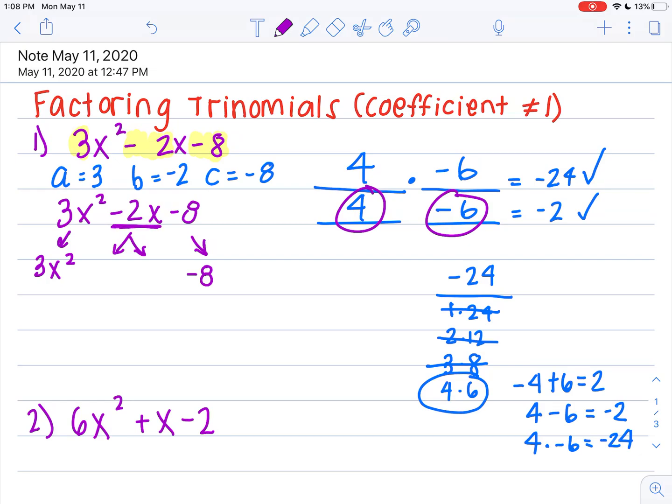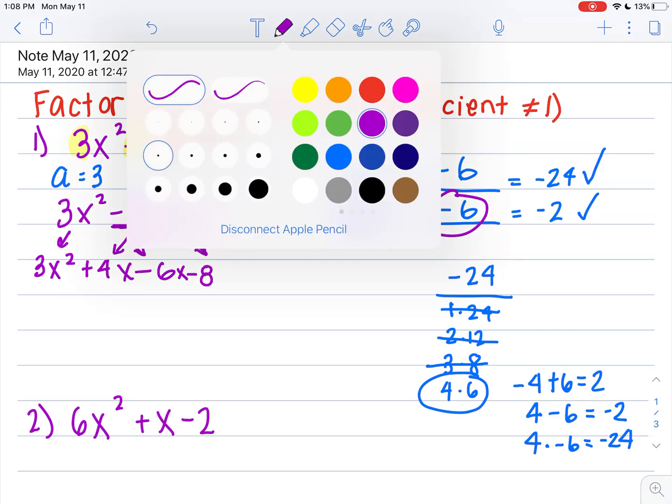Now, here's the thing. I still needed to add up to -2x. So if I put +4 minus 6, well, 4 minus 6 is -2, not -2x. So I have to give both of these terms an x. Now, did I change the problem? Not at all. I just said that I changed -2x into 4x minus 6x. And 4x minus 6x is -2x. So I didn't change anything. I just changed the -2x into something different, but it still equals -2x.